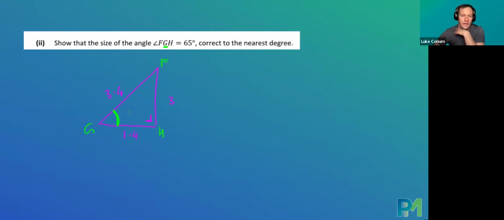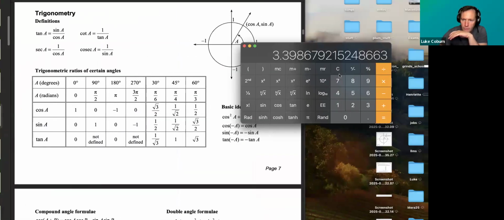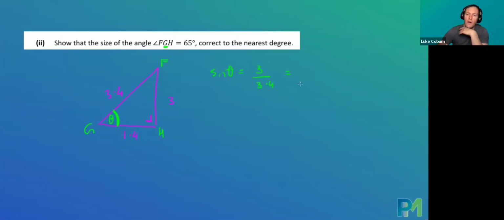So we want to show that this is 65 degrees. So let's call that angle theta. Sine theta is equal to the opposite, 3 over 3.4. Clear 3 divided by 3.4 is going to be 0.8824.